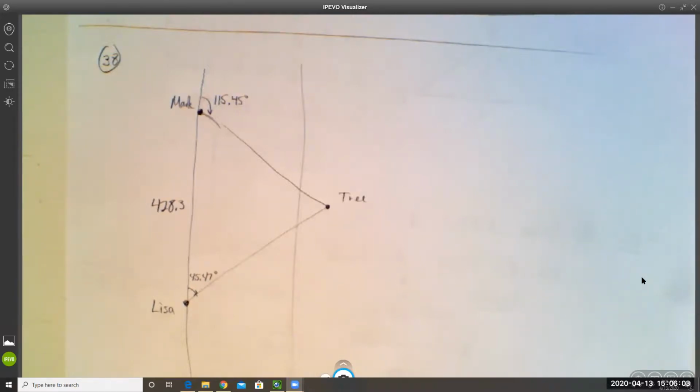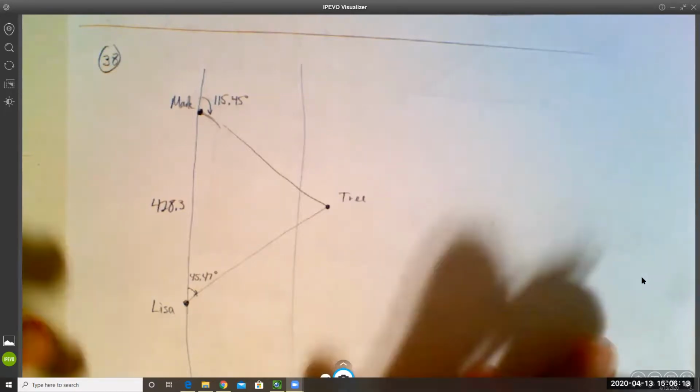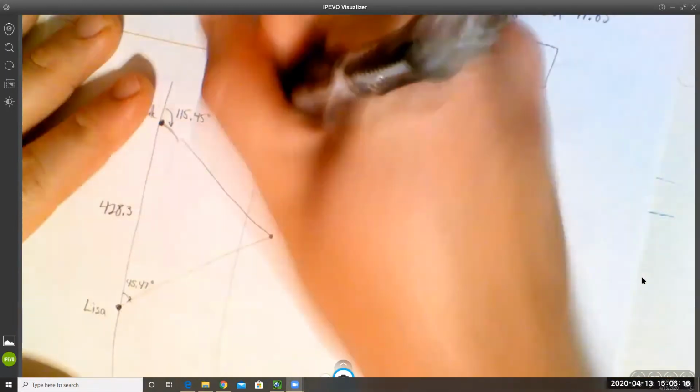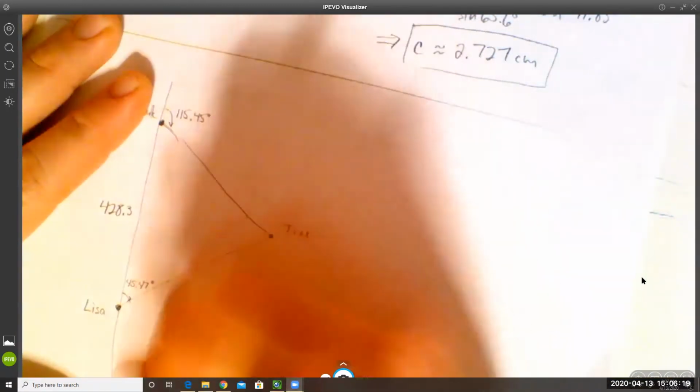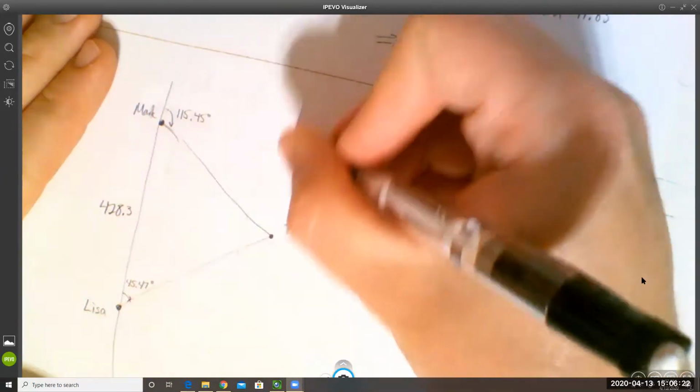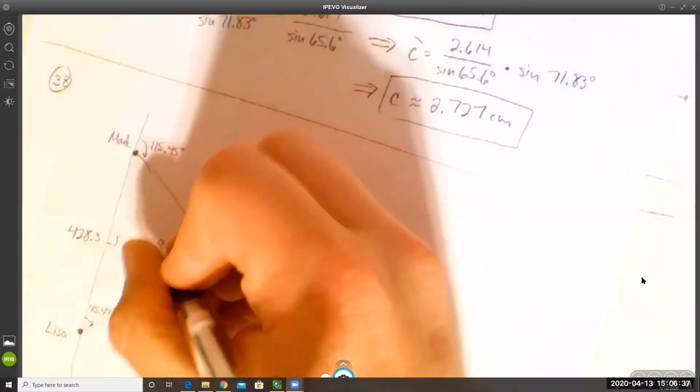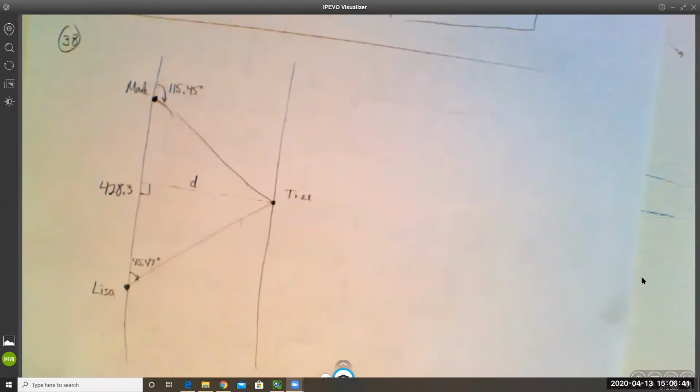Now the question is, what is the distance across the river? I guess I should have put the tree right on the bank, like I was supposed to have done. So this is our scenario, and our question is, what's this distance? Okay, so that's the distance that we're after.